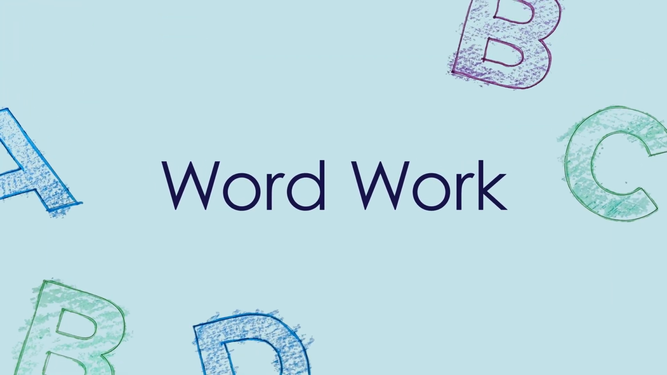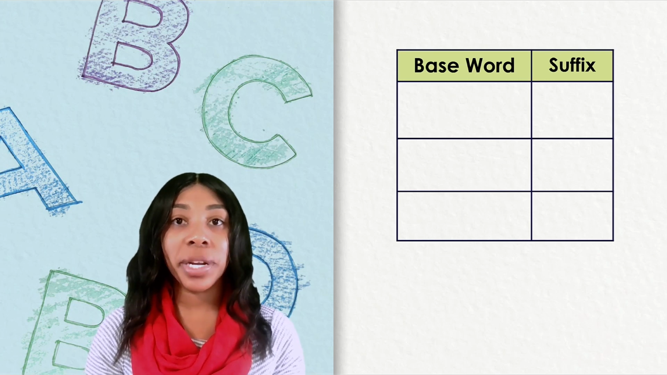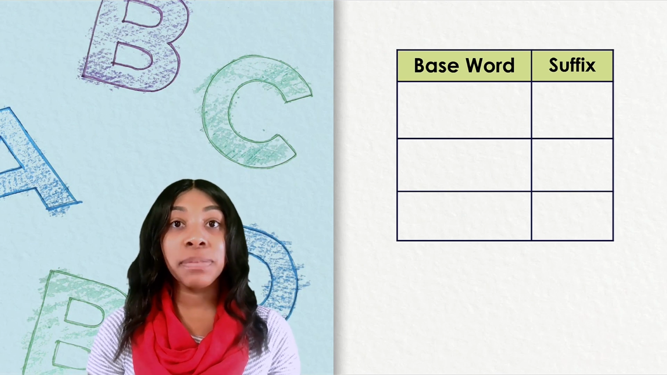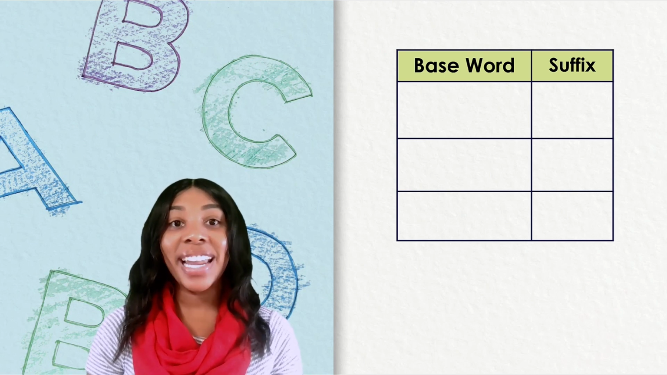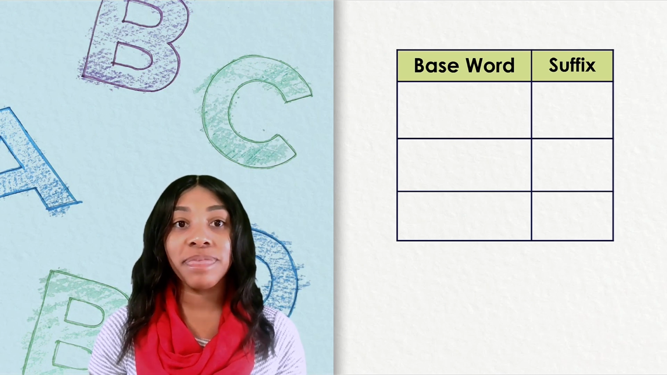Word work. Today, we are going to review many word parts. Remember, a base word is a word that has meaning all on its own, and a suffix is a word part added to the end of a word. Ready?